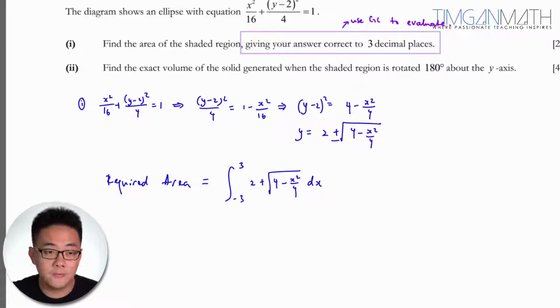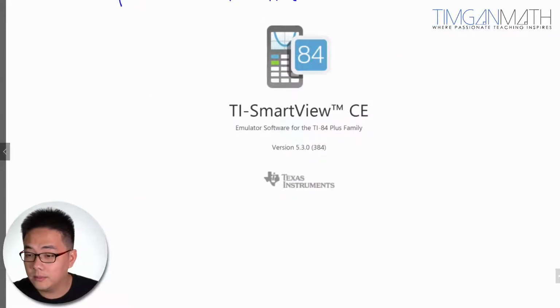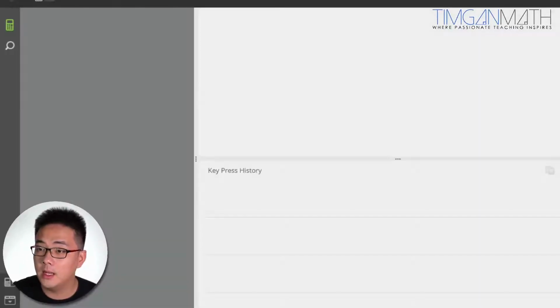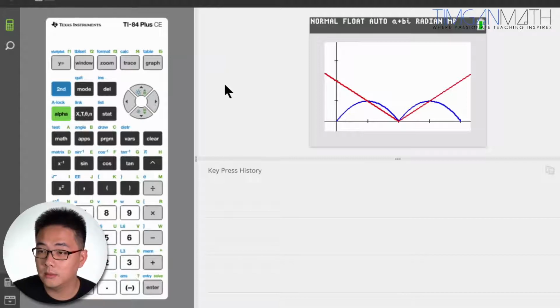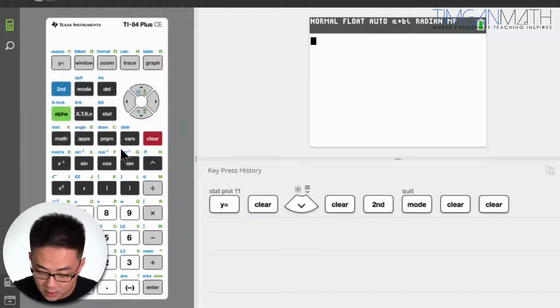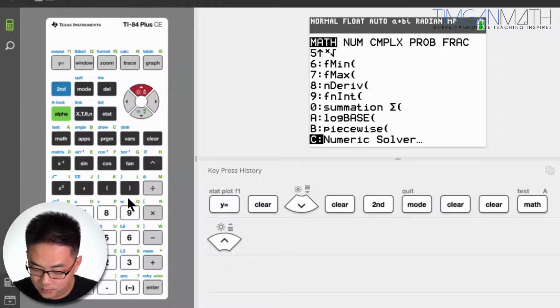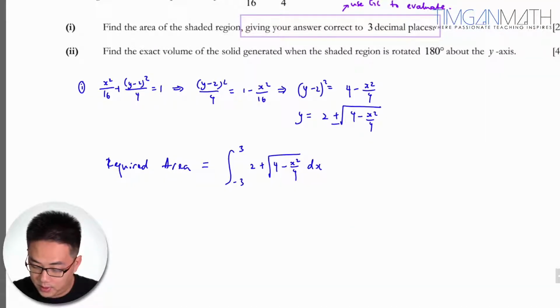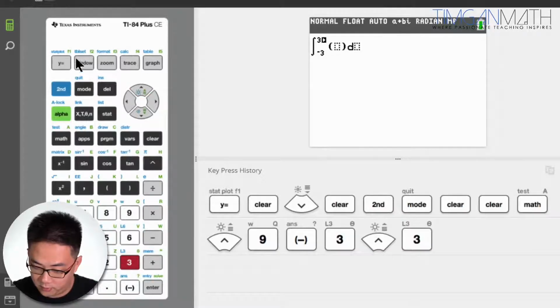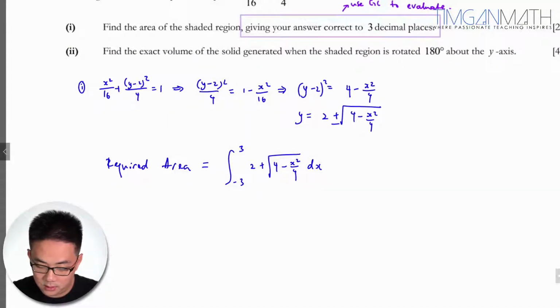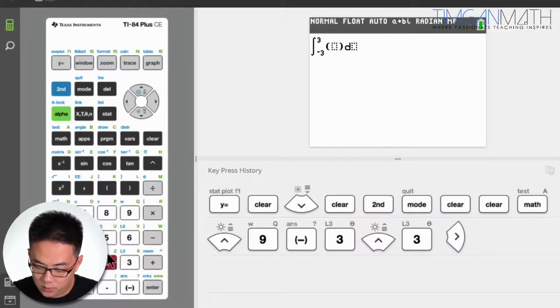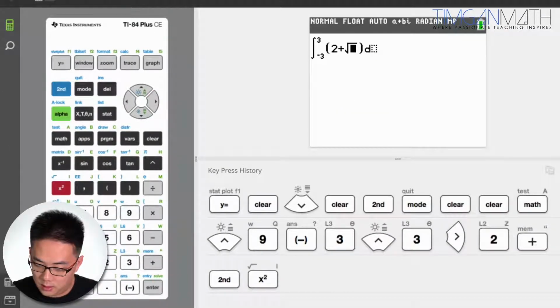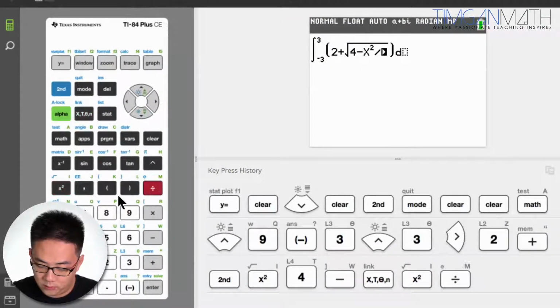So I'm just going to key in GC. Keying in GC, the expression there would be, let's see, so bring a graphing calculator, and what you're going to get is actually just the integral sign, and what we need is -3 to 3, so this is 3, and after which we're just going to key this in. This is 2 plus square root of 4 minus x squared over 4, right? And just key this in the calculator.